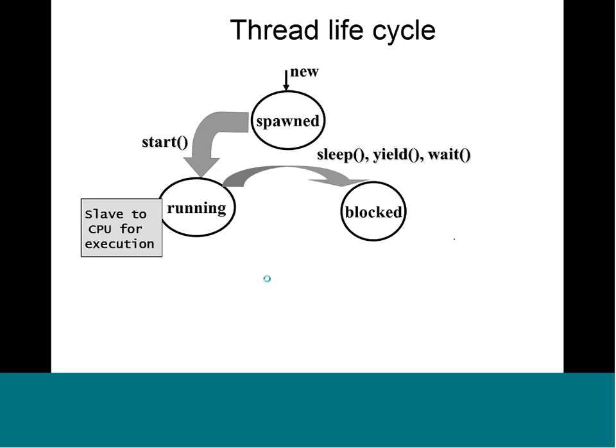So from a running state, you can go to a blocked state. Blocked state means one of these three reasons. A thread goes to sleep, or it yields to another thread of higher priority, or it waits, maybe for I/O or something. And then you can get out of the blocked state when the sleep is over. When you yield or wait, you basically get notified.